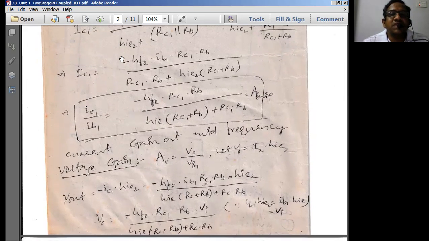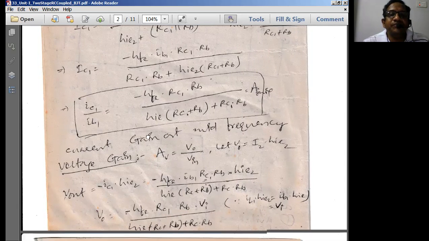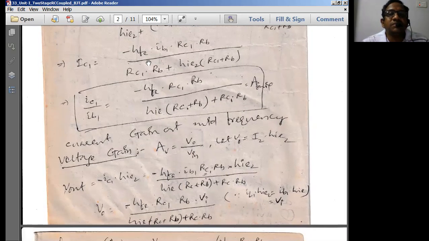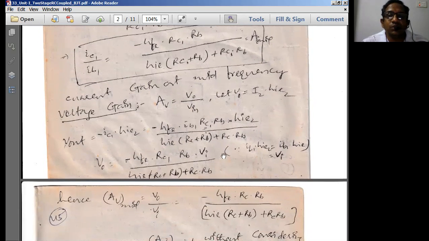What is IC1? This entire equation is IC1. So we can represent this IC1 as minus HFE, IB1, RC1, RB, whole by RC1 into RB plus HIE2 into RC1 plus RB into HIE2. This equation will come as it is over here.